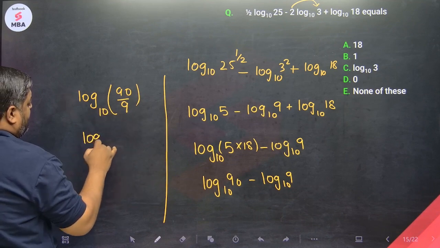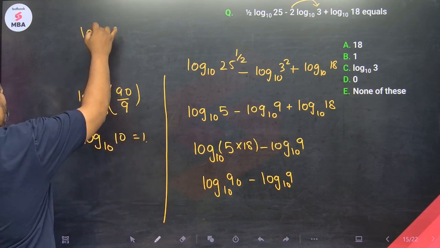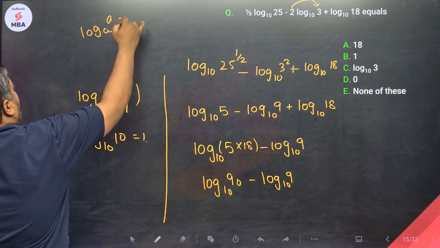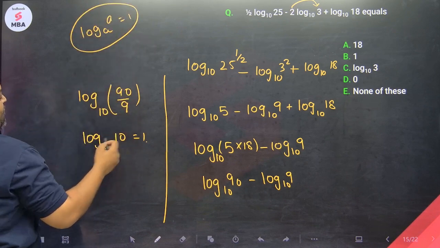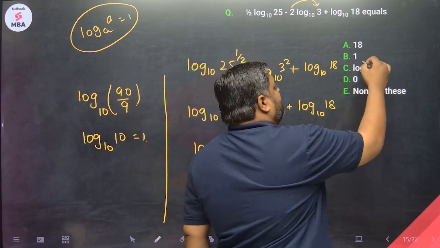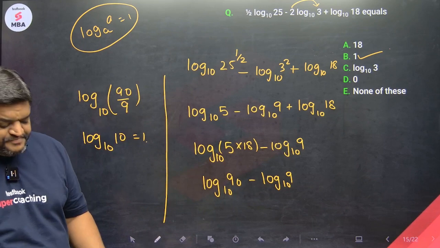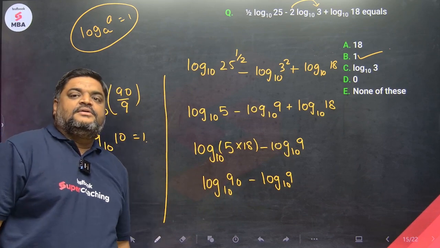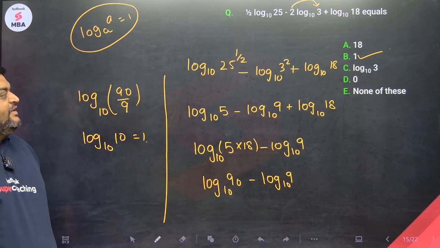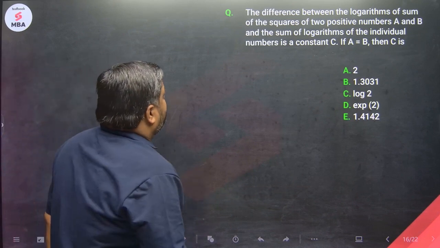So this is log 10, 10, and this is 1. Log a to the base a is always 1. Log 10 to the base 10 would be 1. Option B is the right answer to the question. Option B. Correct? Very well. Let's jump to the next question.